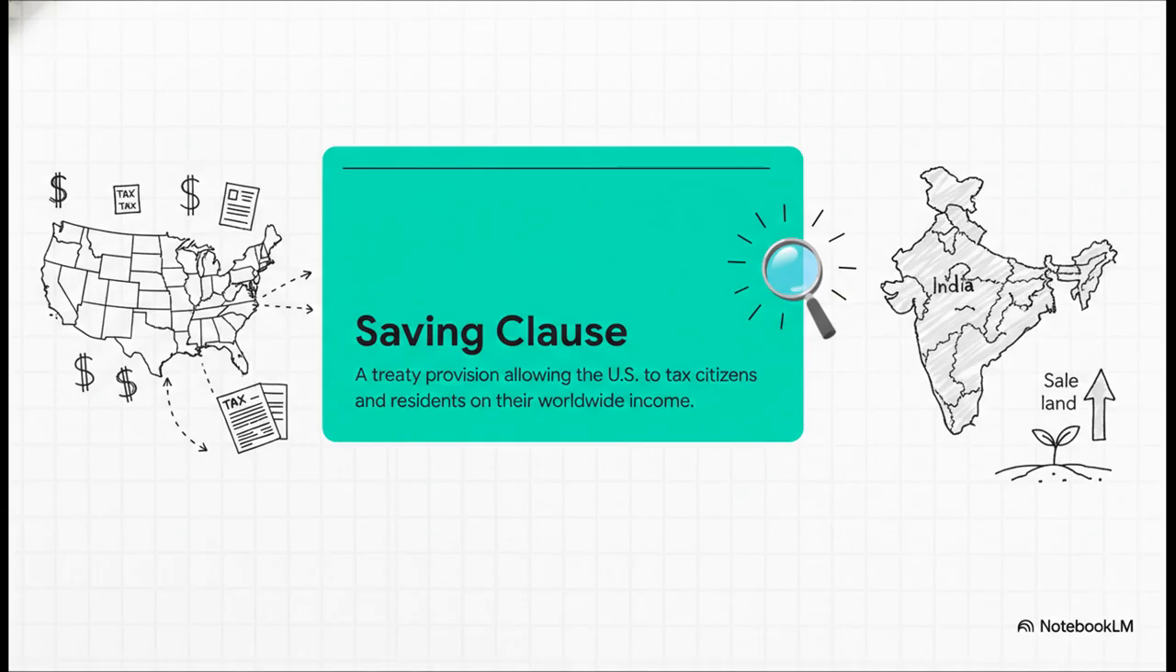First things first, we have to talk about something called the saving clause. It's a key provision you'll find in almost every U.S. tax treaty. And the idea is simple. The U.S. reserves the right to tax its citizens and residents on their income from all over the world. It doesn't matter where you earned it. So, that profit from your Indian land sale? Yep, it's on the IRS's radar.